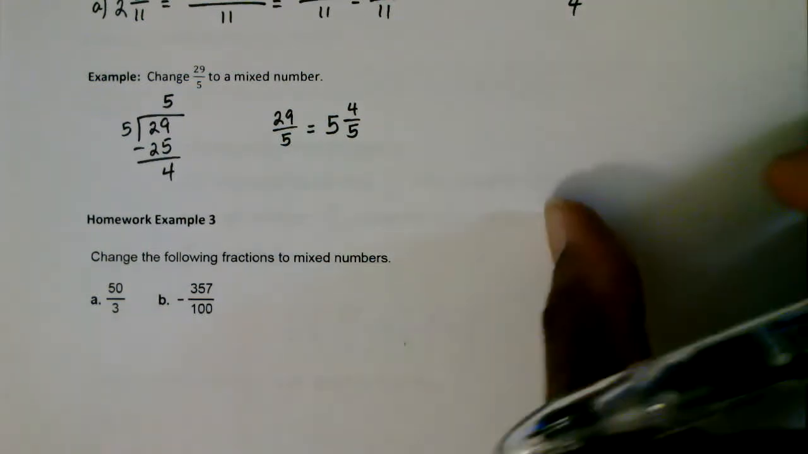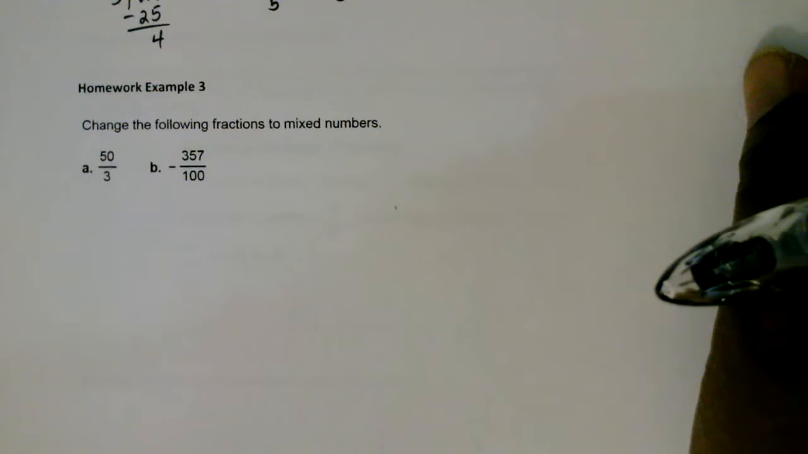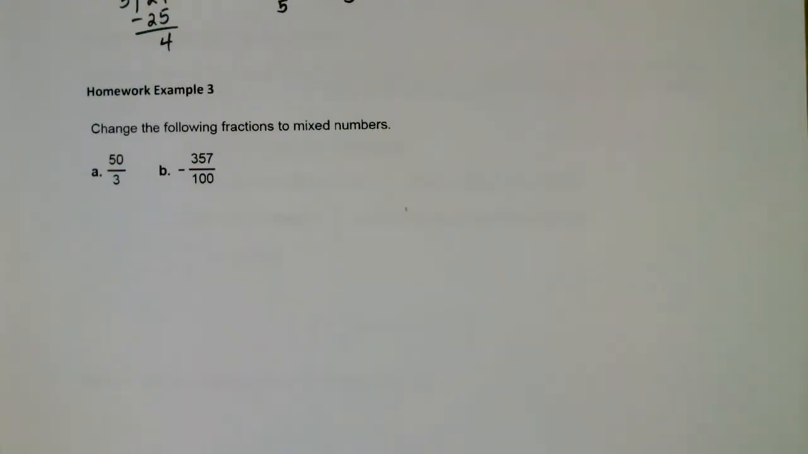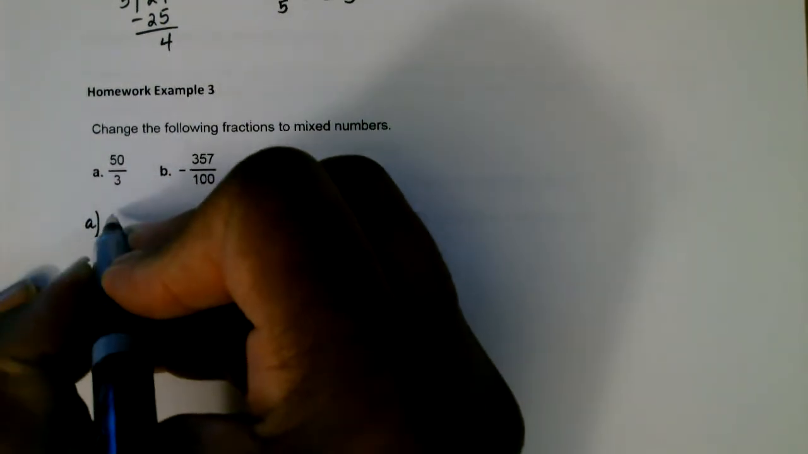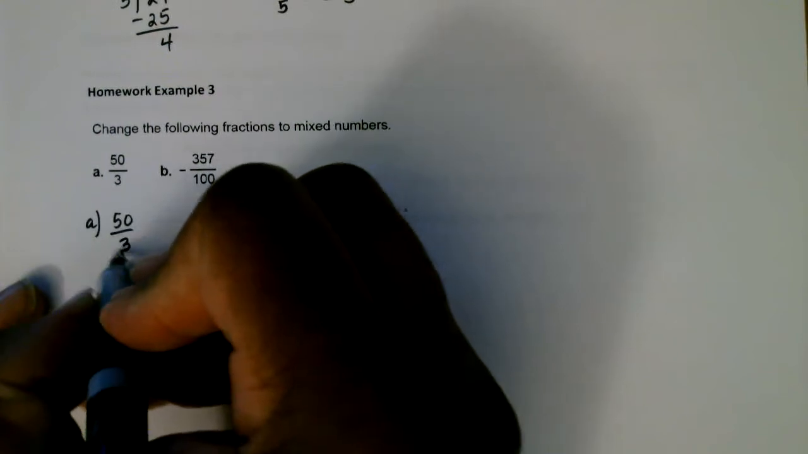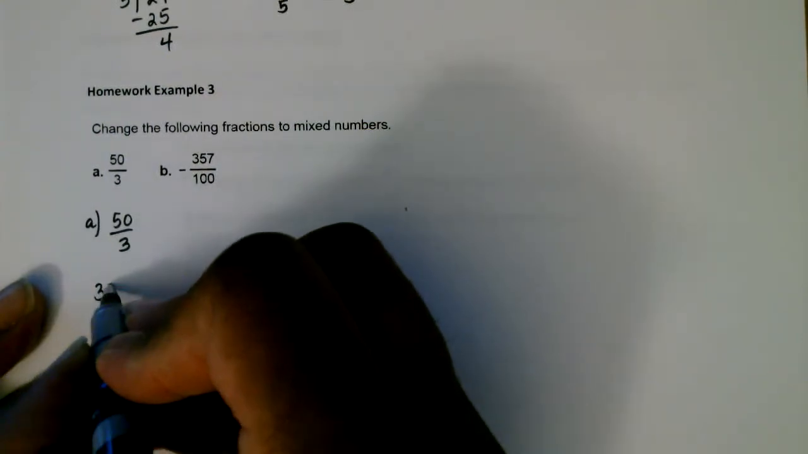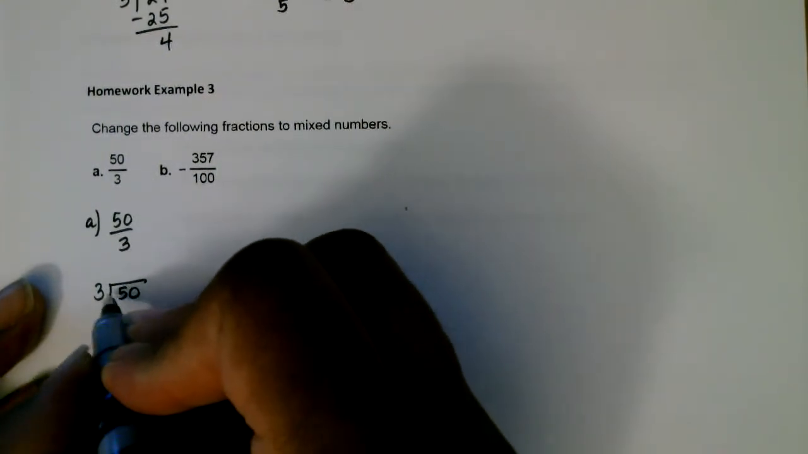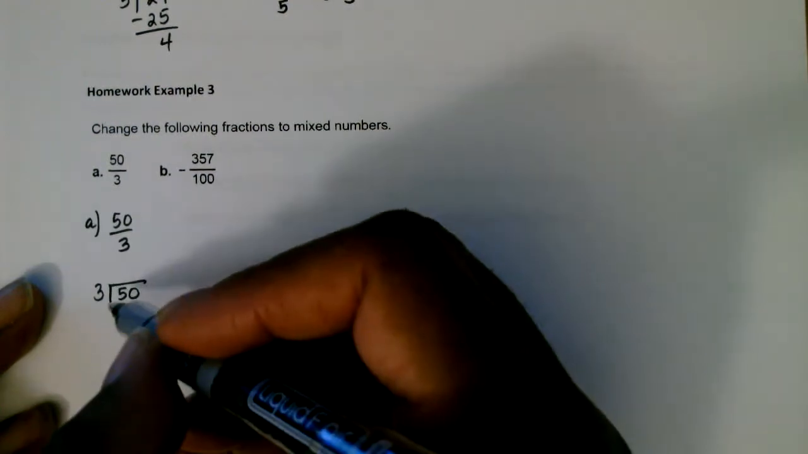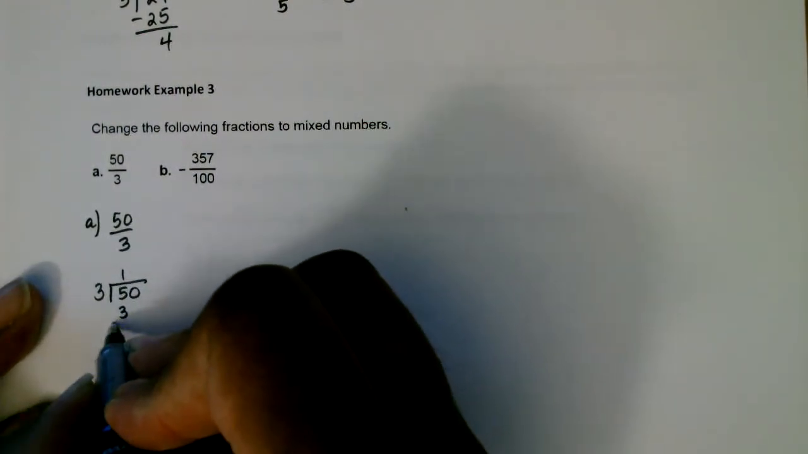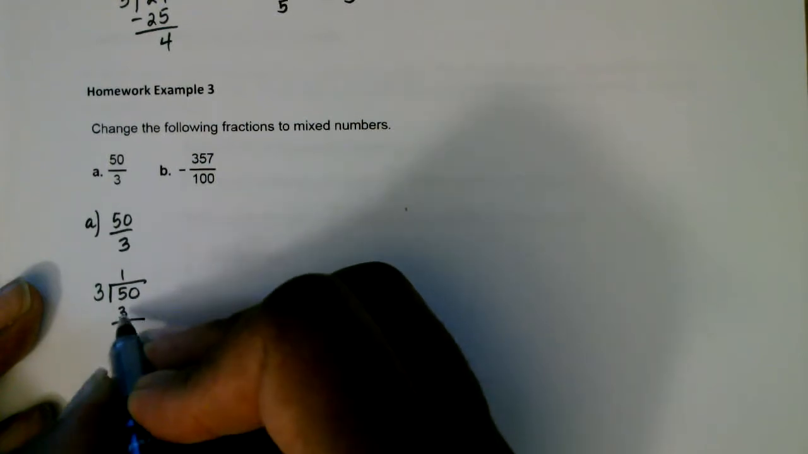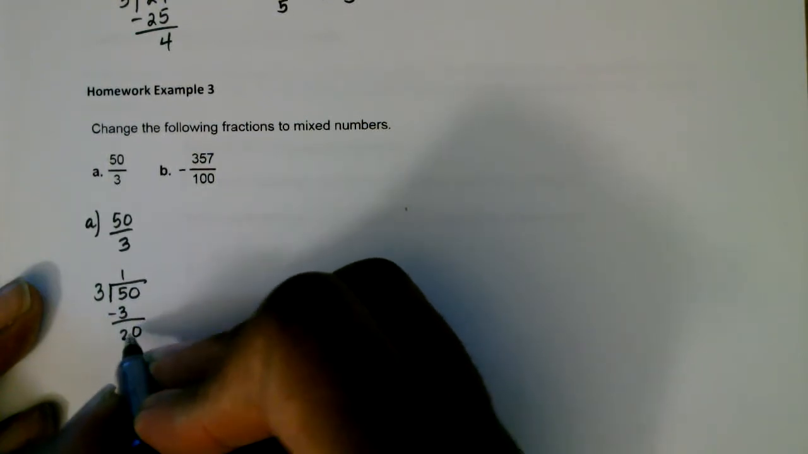All right, here's some more examples of this. 50 over 3 and negative 357 over 100. We want to change those to mixed numbers. So let's start with 50 over 3. So here I'm going to divide 3 into 50. Well, 3 goes into 5 one time. So 1 times 3 will be 3. That gives you 2 left over, bring down the 0.